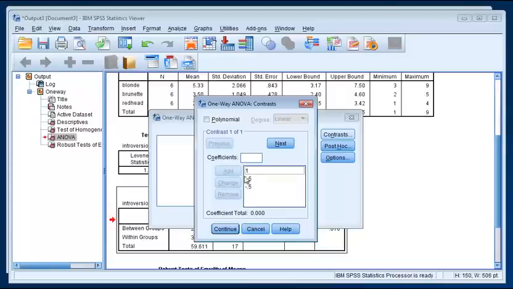And you can see that when you add all that up, you get the 0, and that's what you should have. So this is telling us we're going to have blondes on the one side, brunettes and redheads together on the other side. Click Next to do our second contrast.